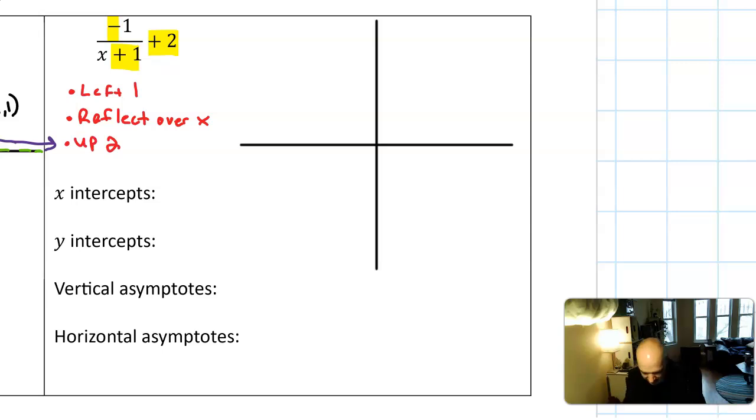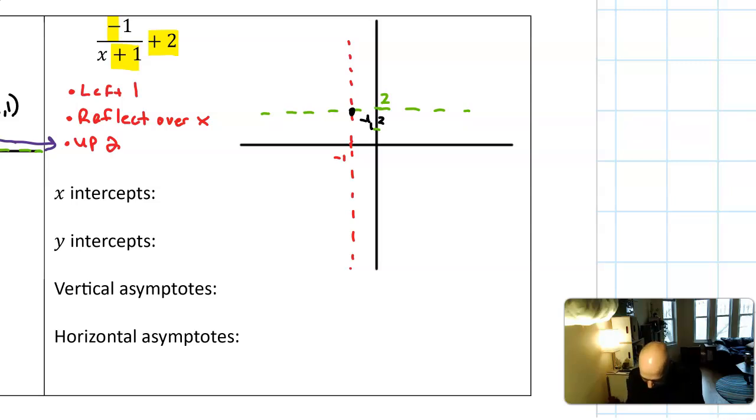So we are actually ready now to go ahead and graph this. We're going to do our vertical asymptote first. We're going to go left 1. So that's going to be at -1 now. I'm actually going to draw the asymptote next. That is up 2. So we were at 0. Now it's going to go up to 2. So the asymptotes are crossing at -1, 2.